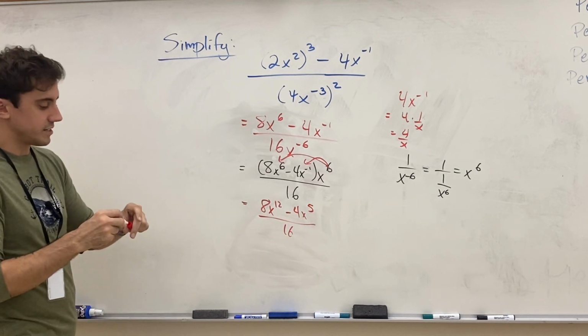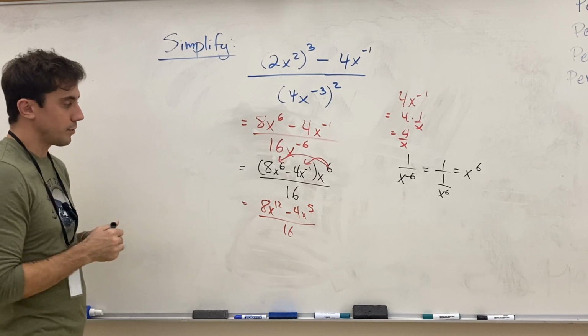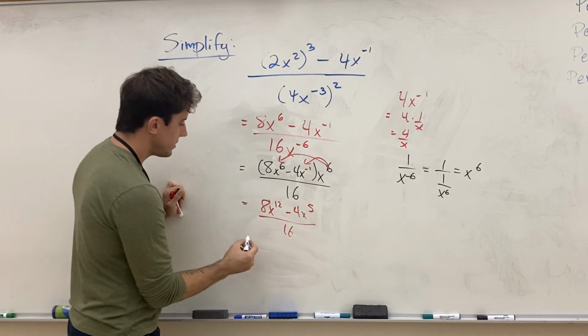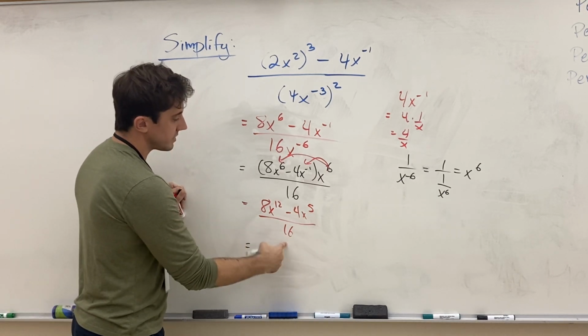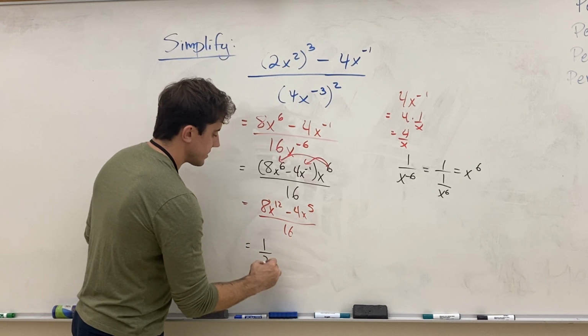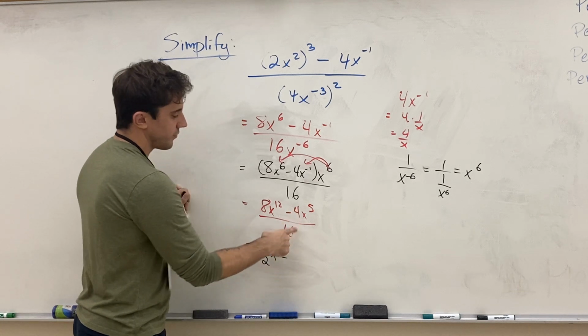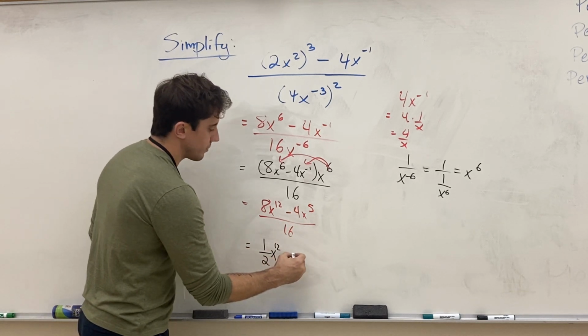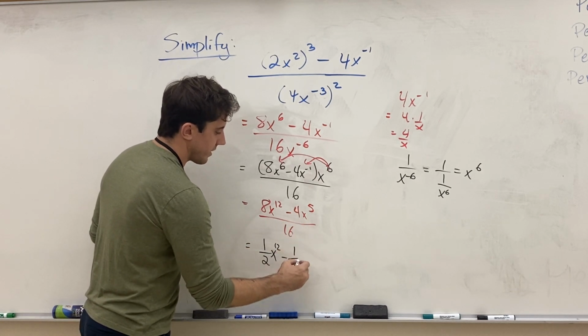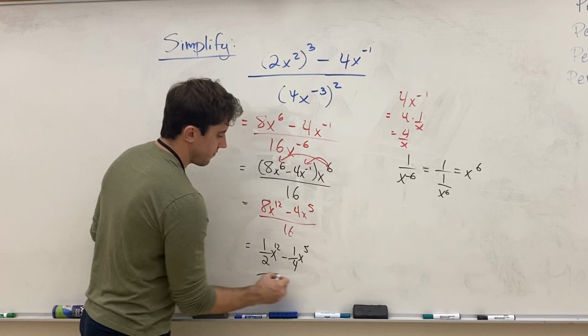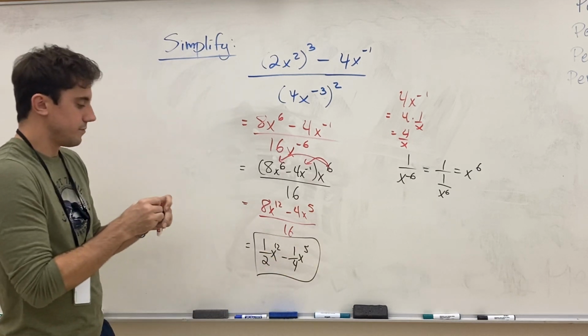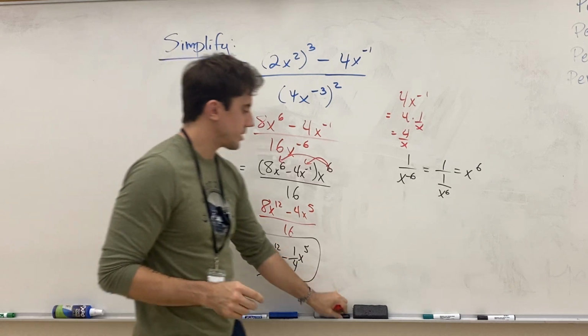And now we're mostly done, but we can simplify both terms by dividing by 16. And so we'll have 8 over 16, that's 1 over 2. So we'll write this as 1 over 2 x to the power of 12 minus 4 over 16. We can obviously simplify to 1 over 4 x to the positive 5. And this is how I would leave my simplified expression in the end.